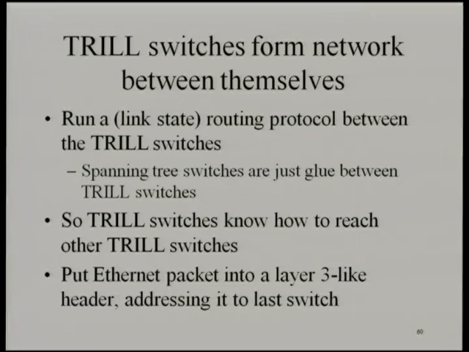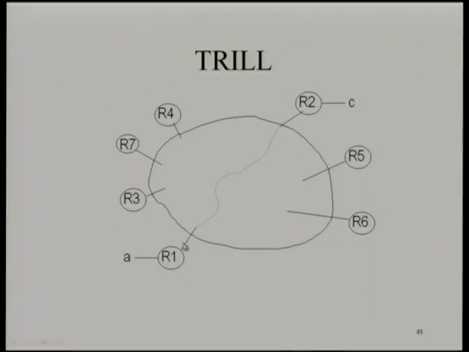And so the TRILL switches know how to reach other TRILL switches, and then you put your Ethernet packet into a TRILL header, which is like a Layer 3 header that says who the first switch is and who the last switch is. So A transmits an Ethernet packet, R1 puts it in a TRILL header, addressing it to R2. The guys in between don't need to know anything about where the end nodes are. They're just routing towards R2. R2 removes the header, and out pops an Ethernet packet again.